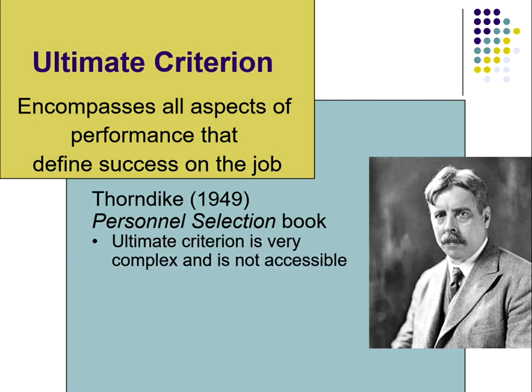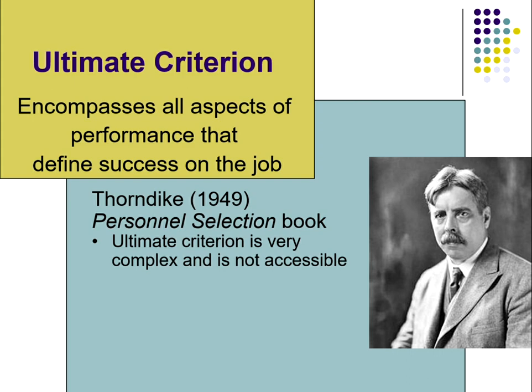Thorndike, in his personnel selection book from 1949, pointed out that the ultimate criterion is very complex and is not accessible. This is what we call a construct. It's something that we sort of kind of know what it might be, but it's really hard to quantify and to measure. So I'll give you an analogy to something that you're a little bit more familiar with, like intelligence is complex, and it's not directly accessible. So we have to figure out ways to measure parts of it.